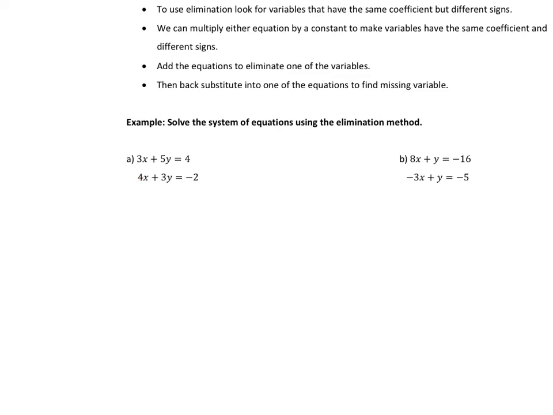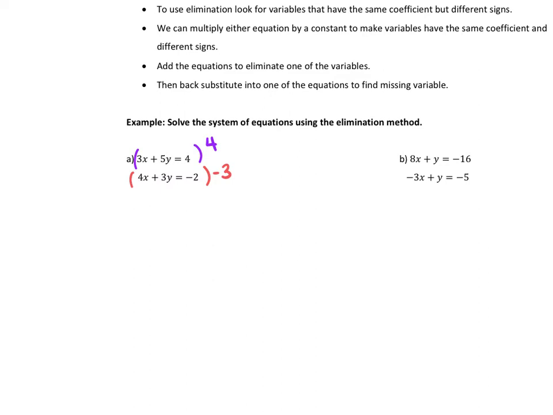In order to do that, I'm going to multiply the first equation, the top equation, by 4. I'm going to multiply everything by 4. I'm going to multiply the bottom equation by -3. And here's why I'm multiplying by -3. I want to multiply the top equation by 4 to make it a 12. I want to multiply the bottom equation by 3 to make this a 12. But I want them to be opposites.